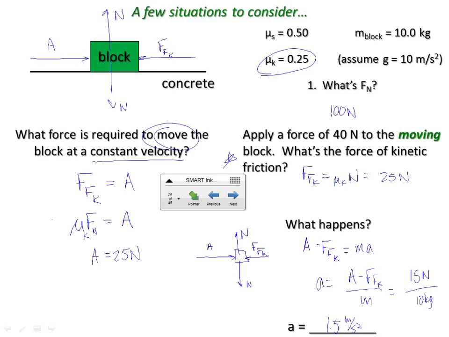On the last page, we applied a 40 newton force to the stationary block, and nothing at all happened. That wasn't enough to overcome that maximum static frictional force. Here, we apply 40 newtons of force to the moving block. It's more than the total possible kinetic frictional force, so the thing has to accelerate.